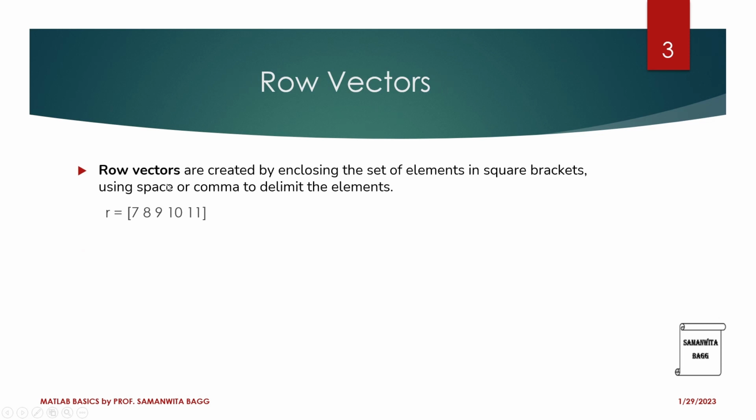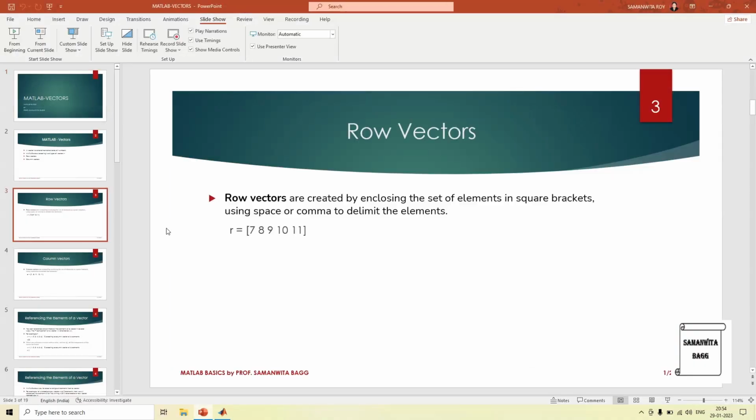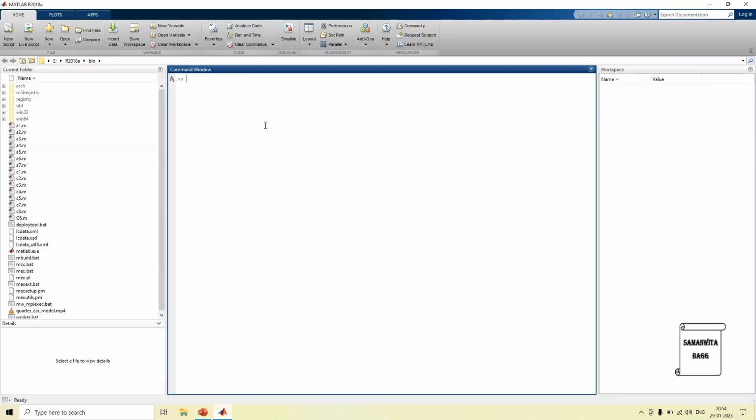Row vectors are created by enclosing the set of elements in square brackets, using space or comma to delimit the elements. So suppose R is a row vector. This is how it is supposed to be written. We will take this into MATLAB. When you paste it, you can see this is how a row vector looks.